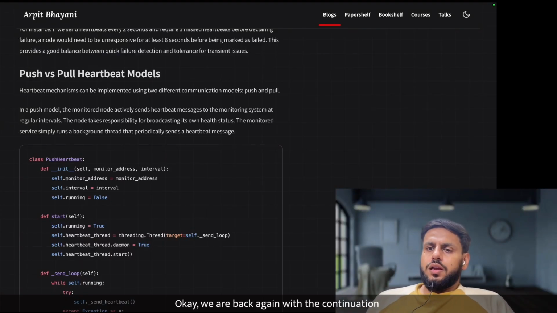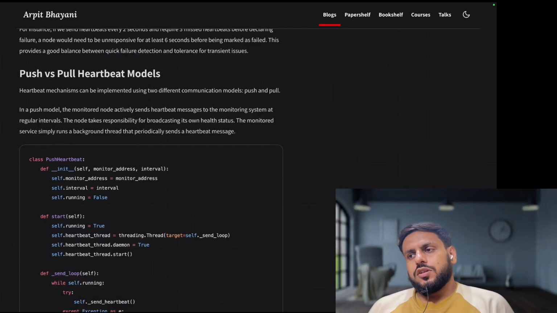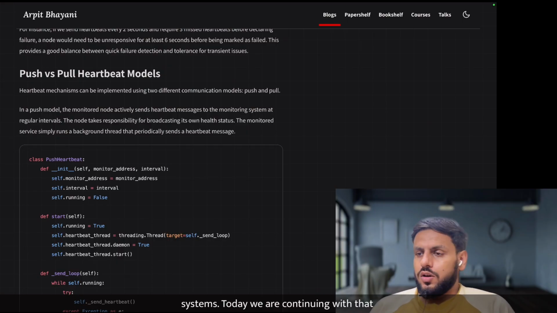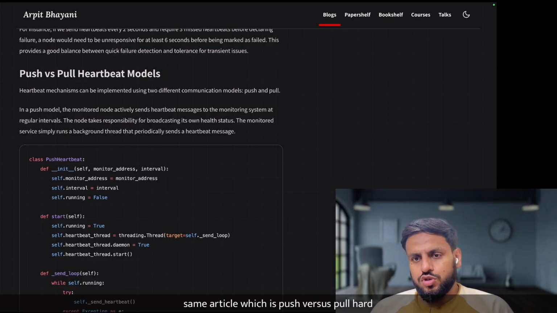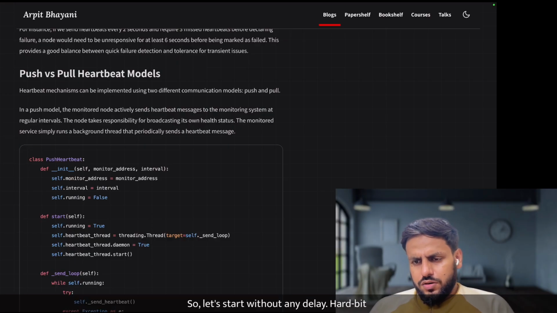Okay, we are back again with the continuation of the topic of heartbeat mechanisms in distributed systems. Today we are continuing with that same article, which is the push versus pull heartbeat model. So let's start without any delay.